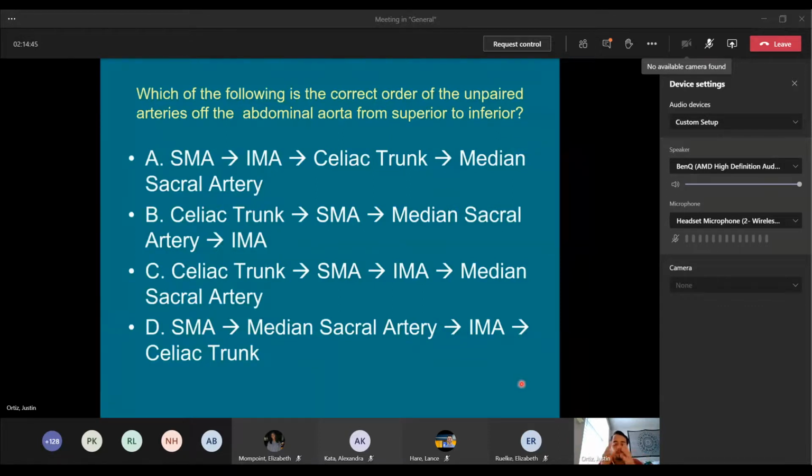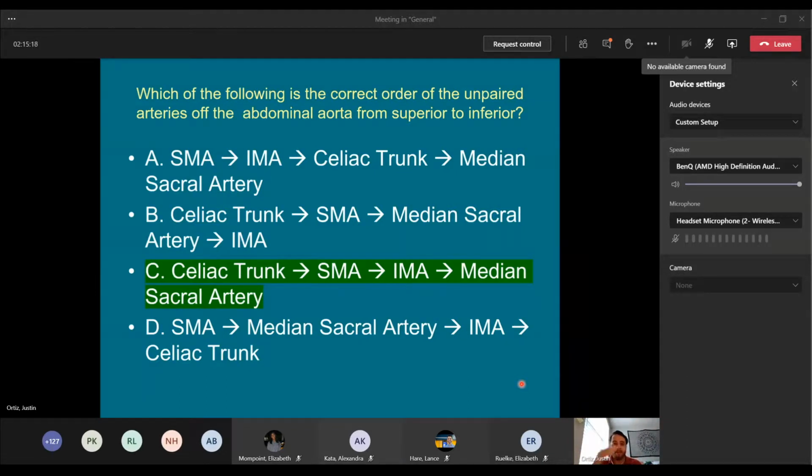And obviously these are the unpaired arteries. You still have paired arteries coming off, but I'm just talking in relation to the unpaired arteries. I'll give you one more second. Okay, so yes, it is going to be C, right? So celiac trunk, SMA, IMA, and then median sacral artery.